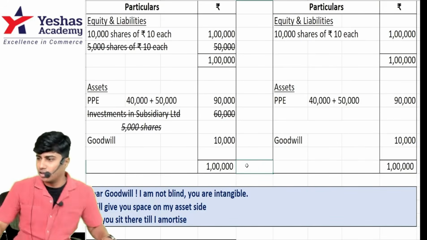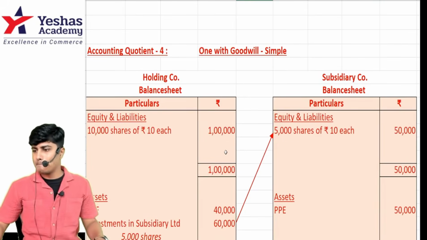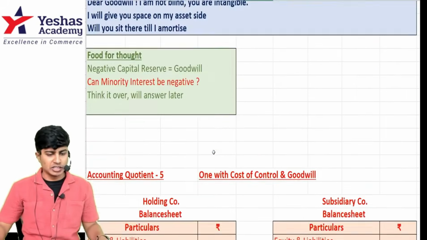Let's go to next one. Hey, online friends, did you also understand? So far, are you done till AQ4? Good. Shabash. Come on, let's go to AQ5.